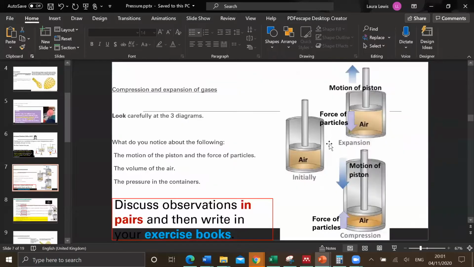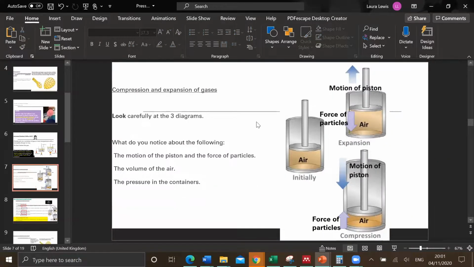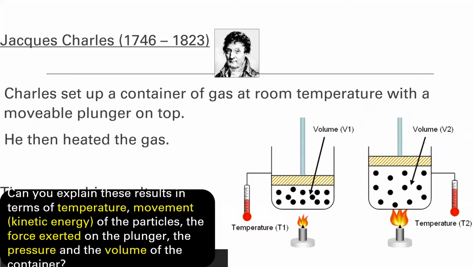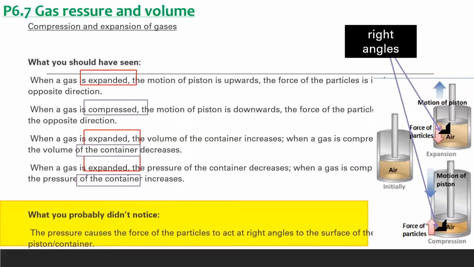So three diagrams. What do you notice about the volume, the motion of the piston, the force of the particles, the volume of the air, and the pressure in the containers? This is just showing you that you can move the piston up and down. Initially, if you put air in and you move the piston down, what would actually happen here? The volume would decrease and the actual temperature would increase there. So let's just get up full screen again. Sorry, a bit fast. Let's go over that in a bit more detail.